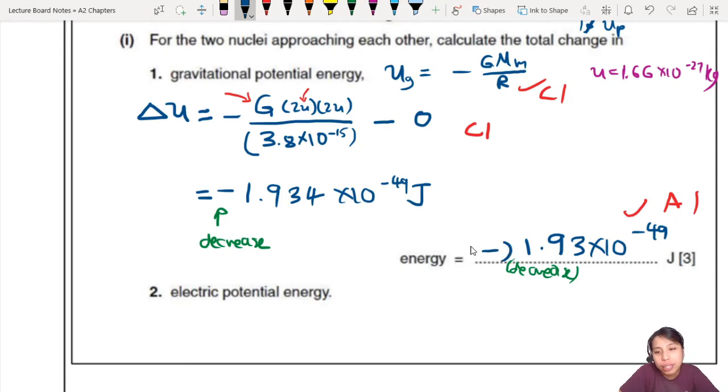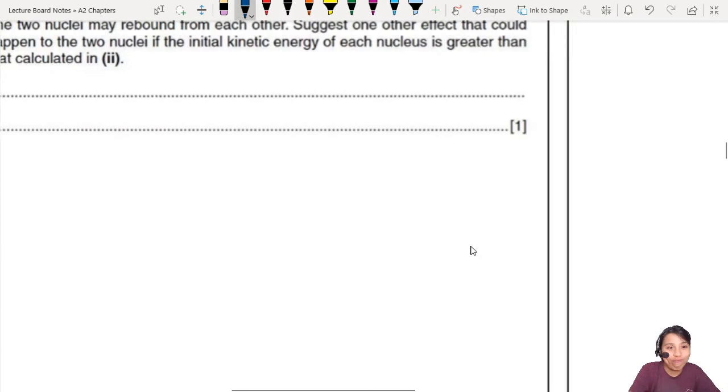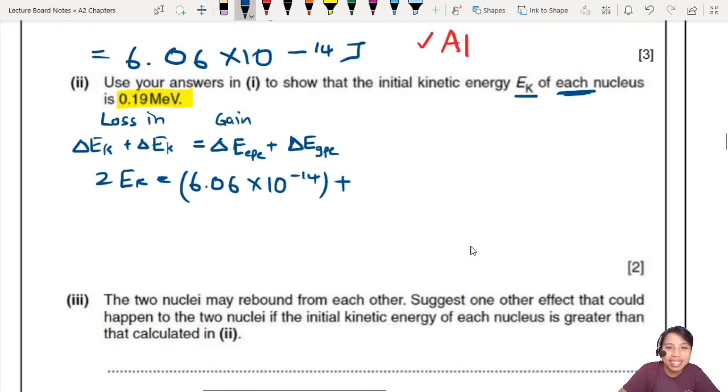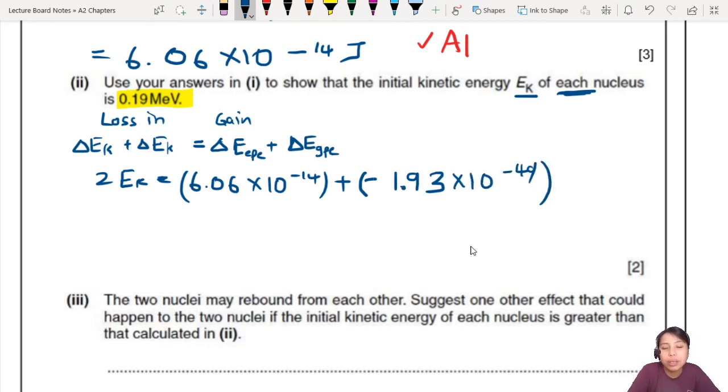Okay, remember this negative sign? Although I didn't include it in the final answer, it's telling me that it's a decrease. So I gotta remember that's a decrease. So I actually didn't exactly gain GPE. I kind of lost it, but never mind. Let me just write it down here as well. So this will be negative 1.93 from my previous answer times 10 to the negative 49. Wow, so small.